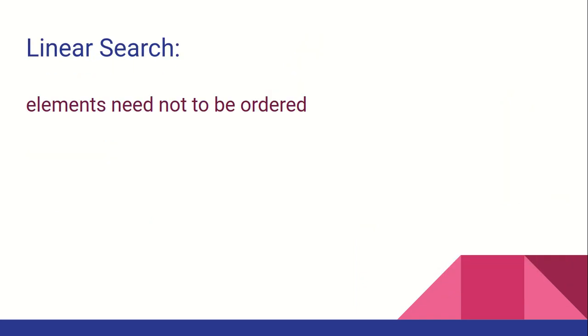The first technique is linear search. As the name indicates, it searches for the element in the list in a linear fashion. It starts searching from the first element, then the second element, the third element, and it goes on up to the last element. The search stops when either the element is found or all the elements in the list are finished.